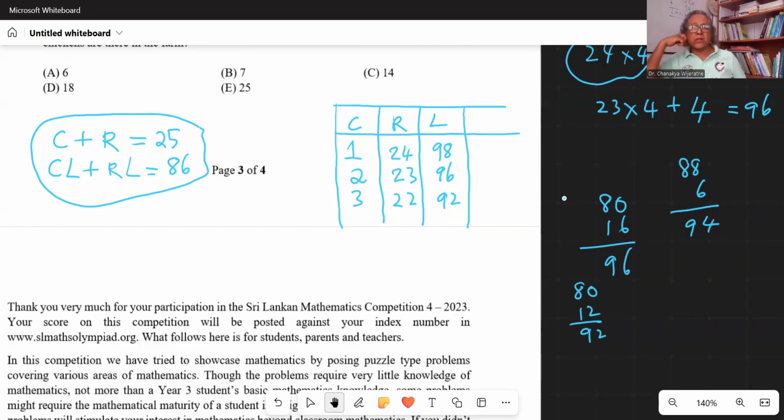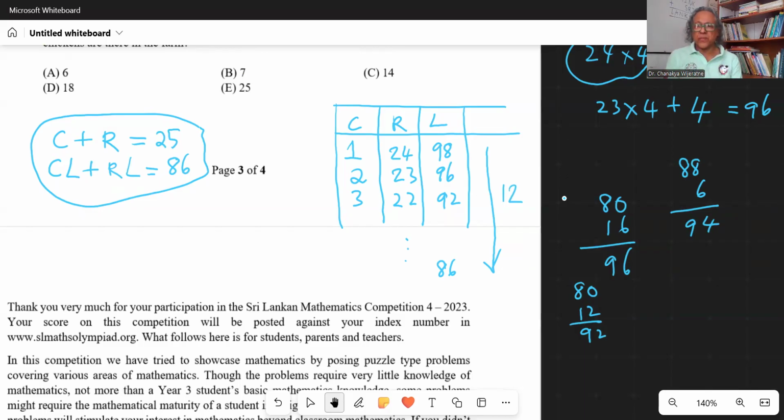So now that should give us an idea, right? When we have 1 chicken and 24 rabbits, the number of legs is 98. And we want to continue to 86 legs. So this has to drop to 86 by how much? It has to drop by 12.